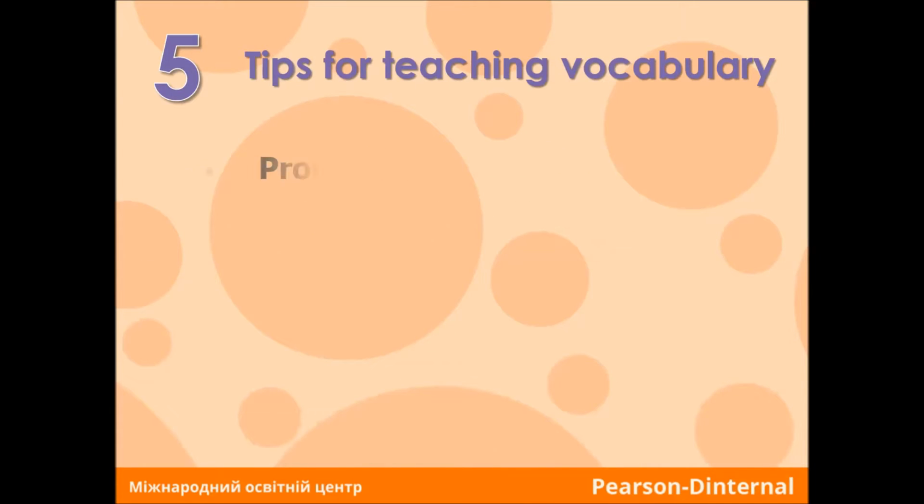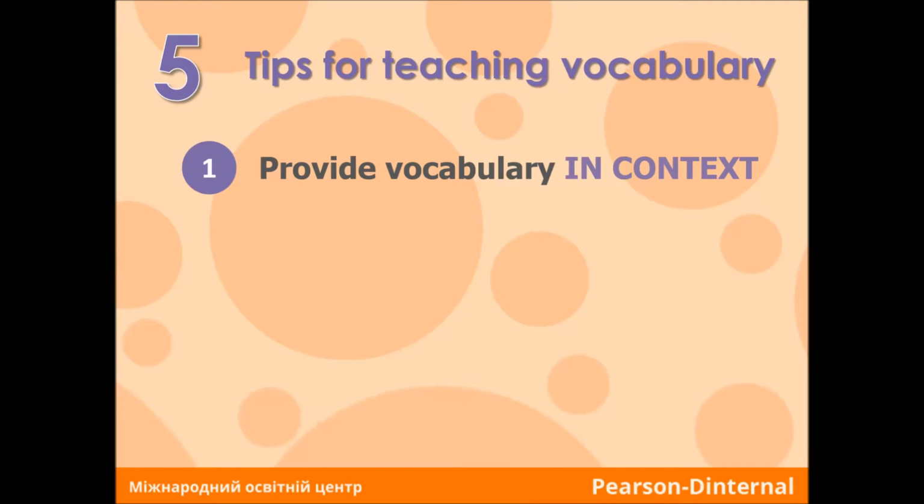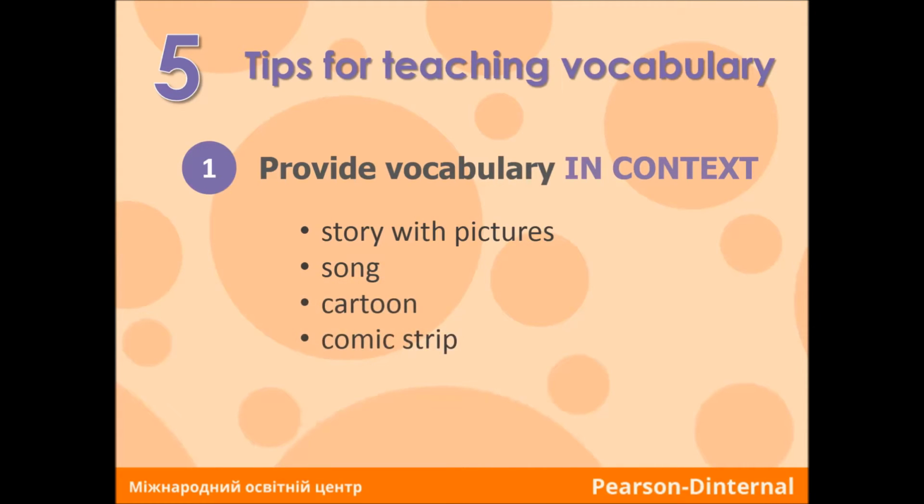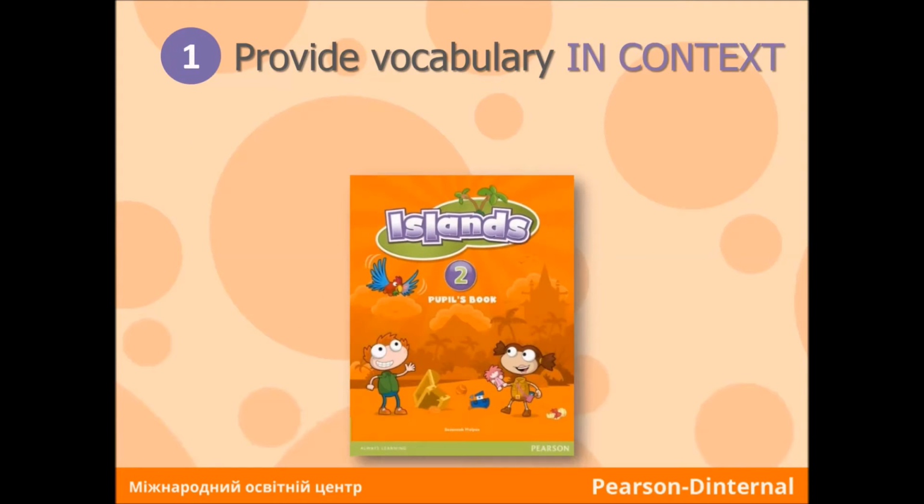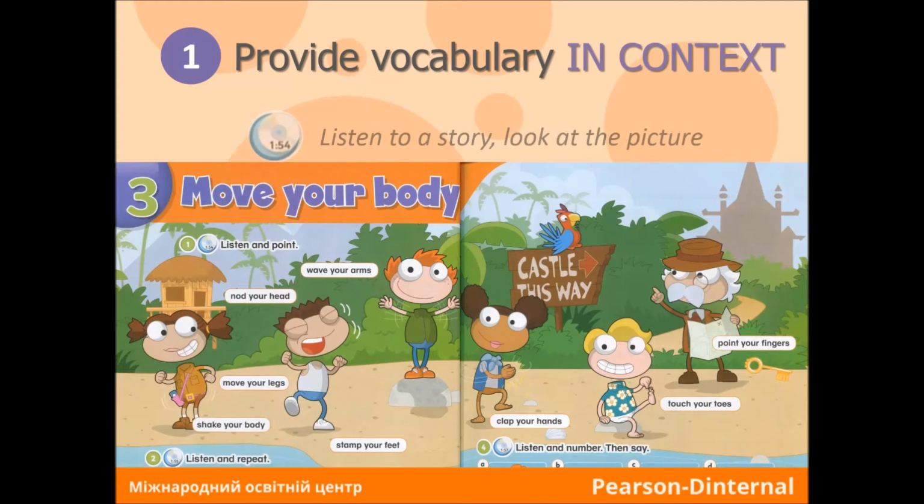First of all, we should always provide vocabulary in context. This could be a recorded story with pictures, a song, a cartoon, or a comic strip. In Islands, new vocabulary is always introduced through a short, funny, and dynamic story, as in this example you can see on the screen. This kind of context will lead children into the topic and will let them easily guess the meaning of new words and phrases. Let's listen to a short fragment.